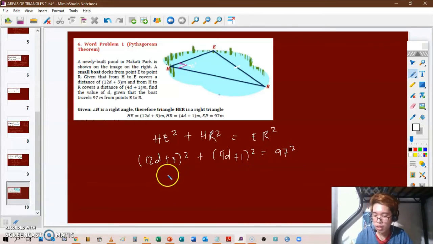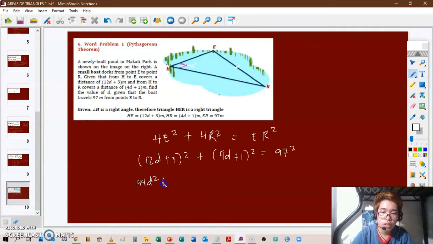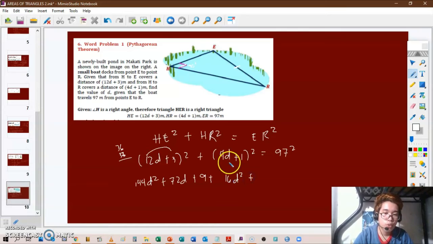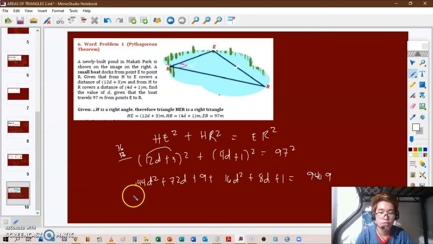Okay, so using the binomial theorem, we can say that 144d squared plus 12 times 3, so that's 36, times 2 is going to give you 72d, plus 9, plus 16d squared, and then 4d plus 4d, that's going to give you simply 8d plus 1 is equal to, so what's 97 squared? So that's 9,409. Okay, so therefore we can now solve for the value of d.